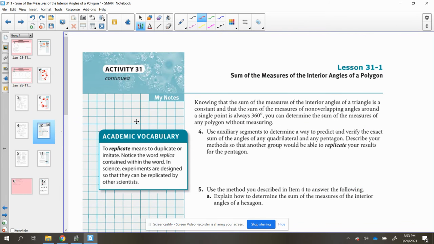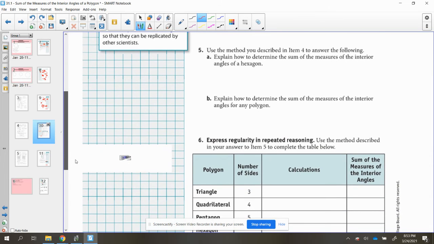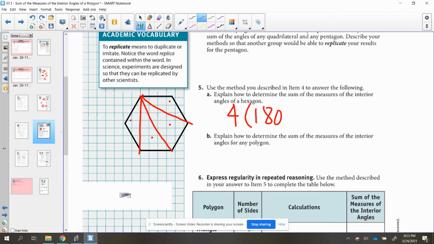If we move to page 450, we can start filling out this chart to see what's going on. Now, if we move on to a hexagon, a six-sided figure, there's our hexagon. If we continue with this conjecture, can we create more triangles? This time we are creating four: 1, 2, 3, 4. So 4 triangles, or 4 times 180, for a total of 720 degrees.